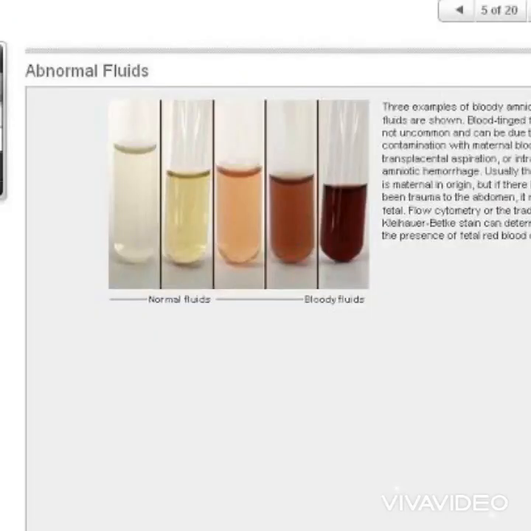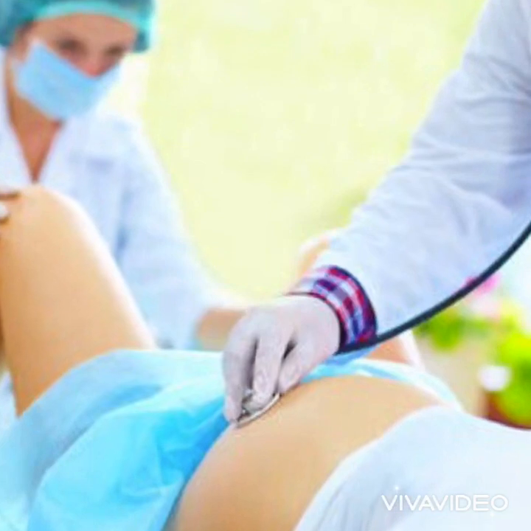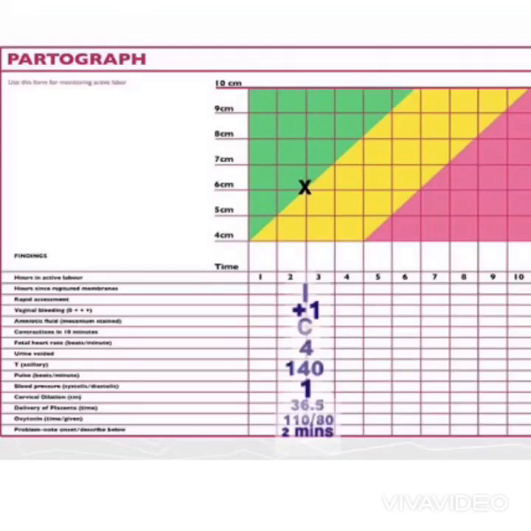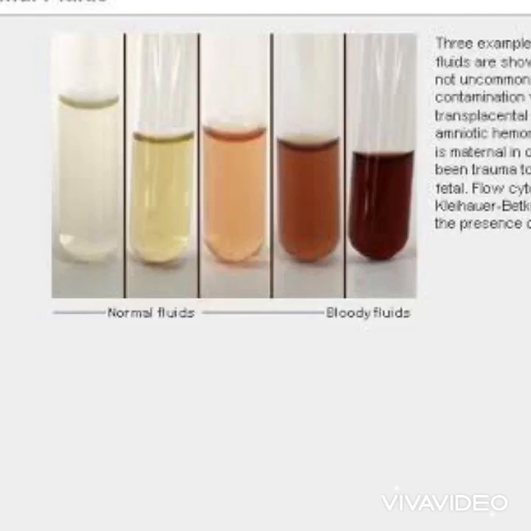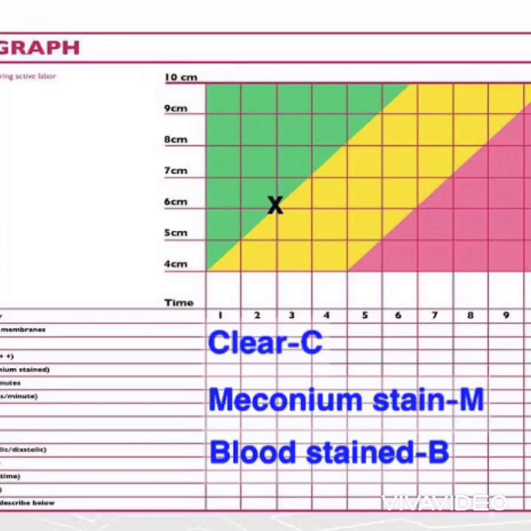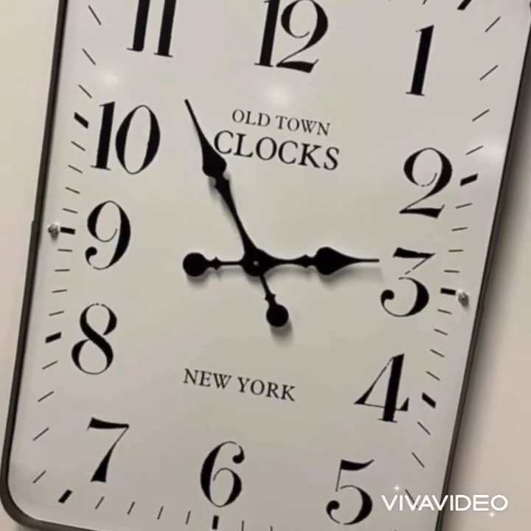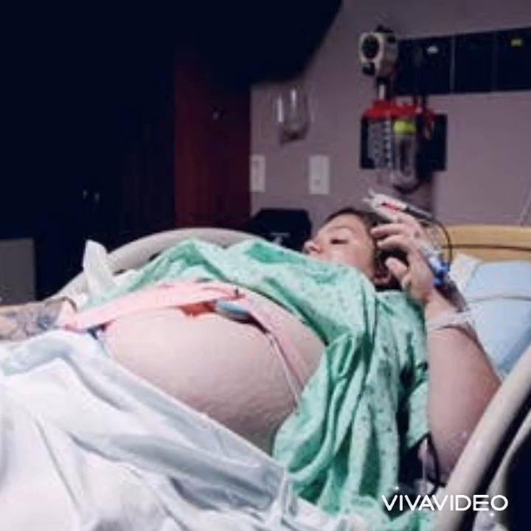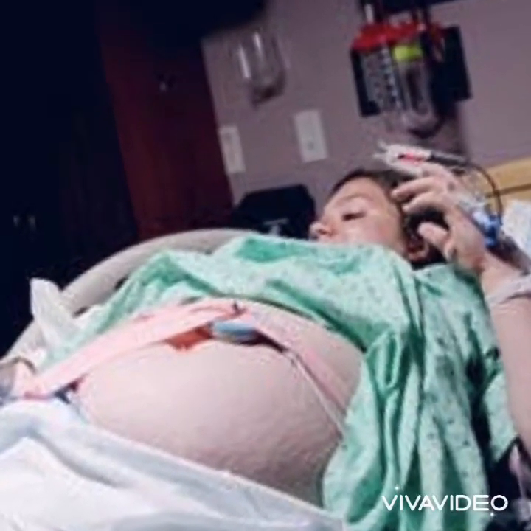Record the color of the amniotic fluid at every vaginal examination and note the color using this key. Capital I, membranes intact. Capital R, membranes ruptured. If the membranes have ruptured, note the color: if it is clear fluid, you can use capital C. If it is meconium stained, you can use capital M. If it is blood stained, you can use B. You should include the date and time of rupture of membranes if known, as this has implications for sepsis.